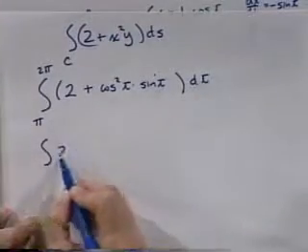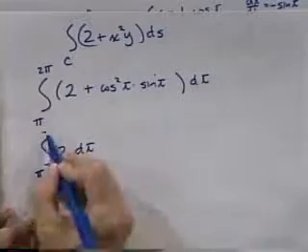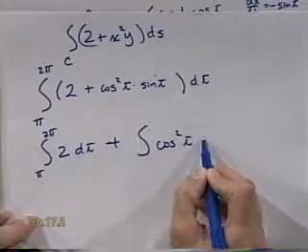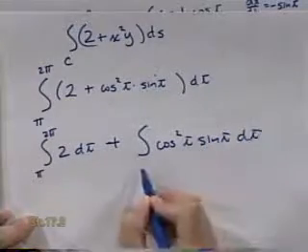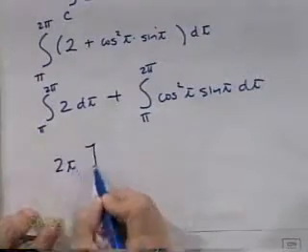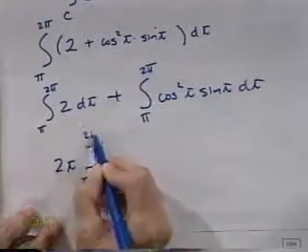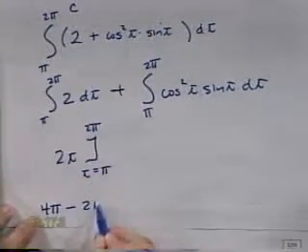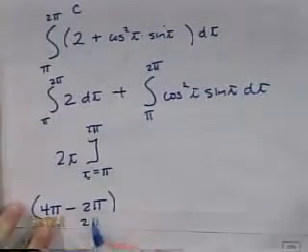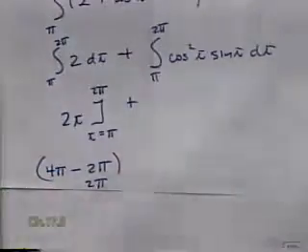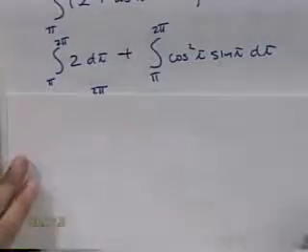And now I have a simple integration to do. For this one, I'm going to do the integral of 2 dt as t goes from pi to 2 pi. And then I have to figure out what's the integral of cosine squared t sine t dt as t goes from pi to 2 pi. This one's very simple. It's just going to be 2t as t goes from pi to 2 pi. So if I pop in 2 pi, I get 4 pi. Pop in pi, I get minus 2 pi. And that subtracts out to 2 pi. Now this one is going to take a little bit more work. So let's just put that one right here.